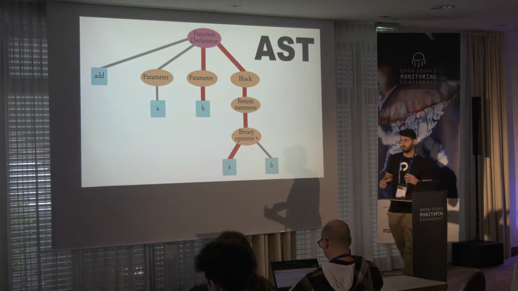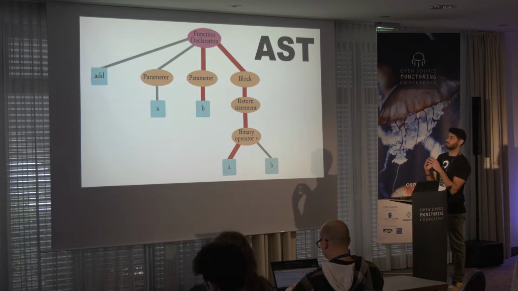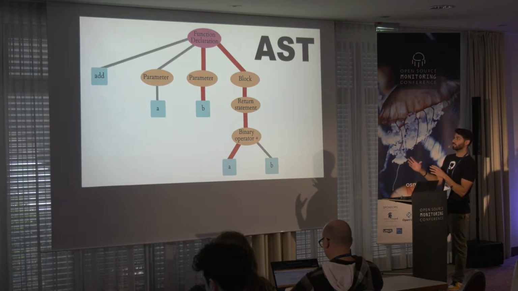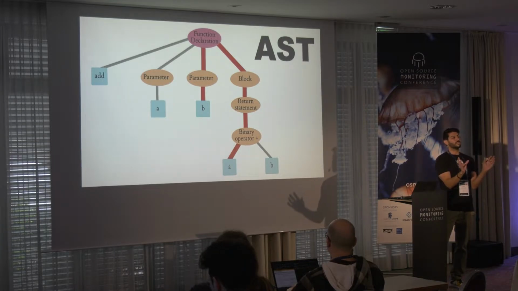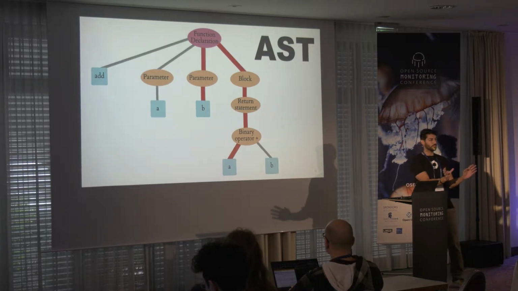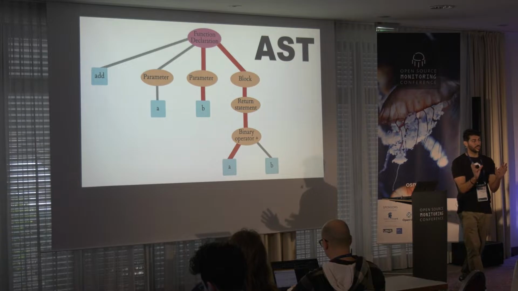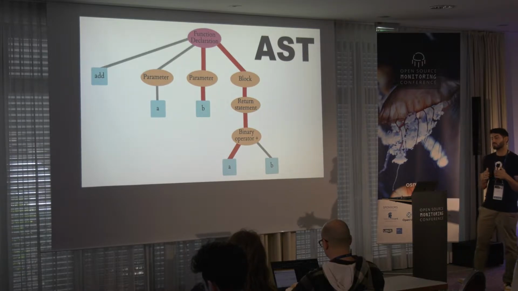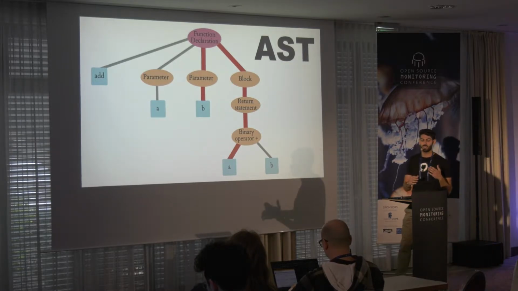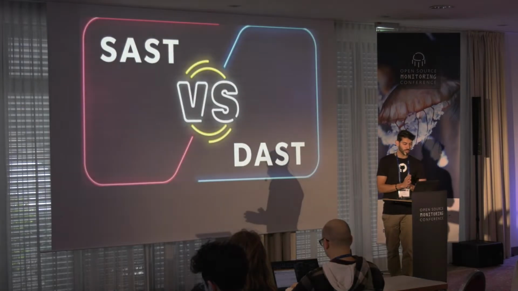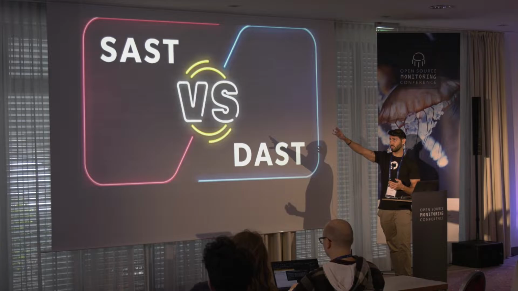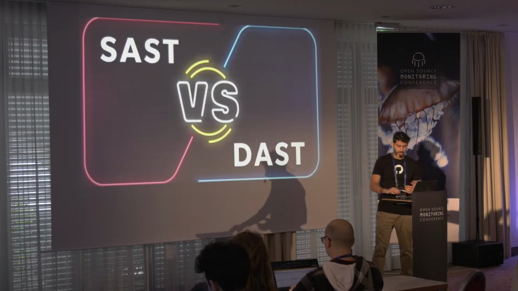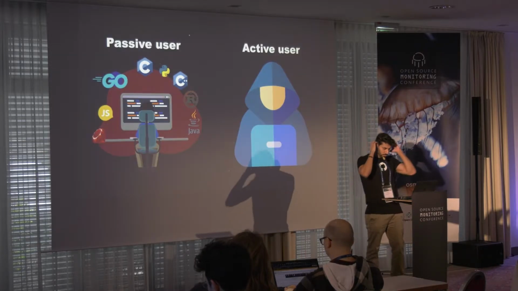Behind the scenes, what we do is build an abstract syntax tree for everything that exists in the code. An abstract syntax tree is a relational database. So if we have a relational database, we can do advanced search and establish relations between things. It's a SAST tool, not a DAST tool. It's only doing static analysis, not dynamic analysis. It doesn't run the code.